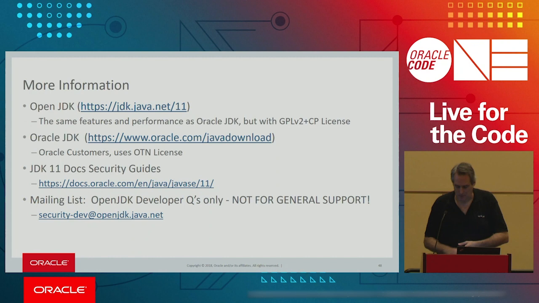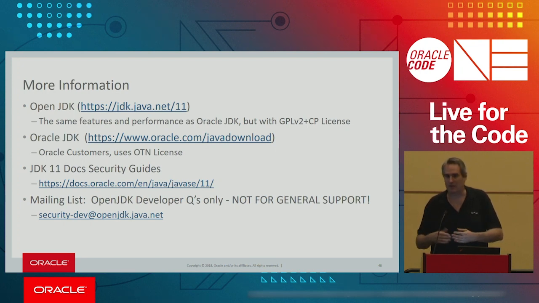For more information, we have the OpenJDK, where all of our downloads are. It has the same features and performance as our Oracle JDK, but it has the GPL version 2 plus ClassPath license. For Oracle JDK, if you want to use the commercial version, that has the OTN license and requires a support contract. The docs, we've tried to be updating our docs based on the new information that we've been putting in. And so there's the doc links. You can also get to that from the normal download sites as well.